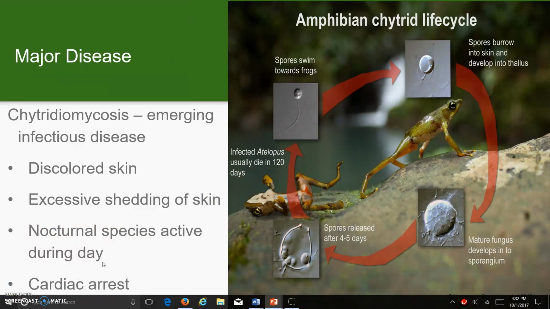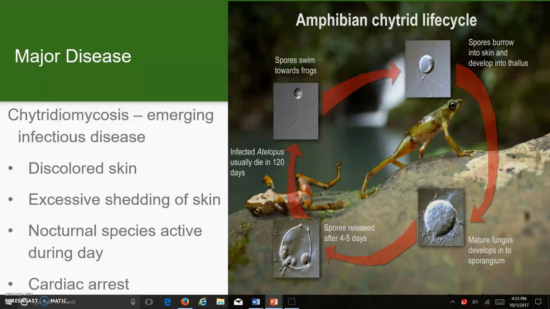A major disease that's been attacking the amphibian population is chytridiomycosis. Some of the symptoms that result from this are discolored skin, excessive shedding of skin, nocturnal species becoming active during the day, and eventually cardiac arrest. So this is a diagram of the chytrid life cycle, where it burrows into the skin of the amphibian and it matures, and basically it releases spores, and within 120 days the species will die.